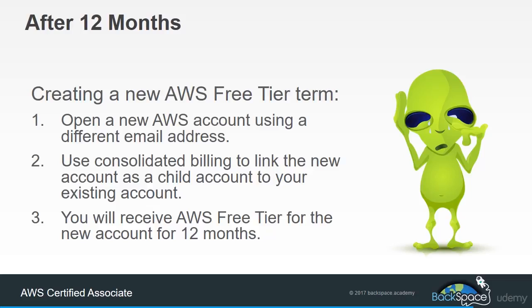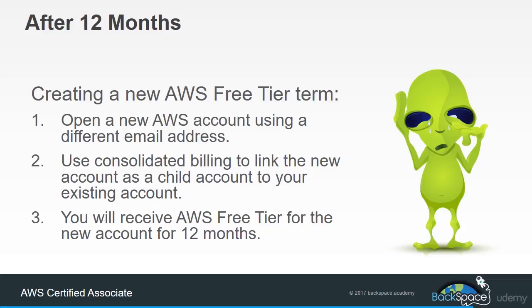Okay, so what happens after 12 months? You've had your account, you've gone through this course and you're still using it, and your 12 months has expired, and you really just don't want to keep paying for it. You just don't want to have another bill to keep track of. So what you can do, if you just want to keep an account available for R&D purposes, is create another AWS account using a different email address and then link that to your main account using consolidated billing. And that will set that up as a child account.